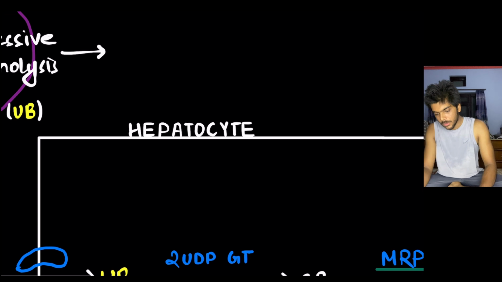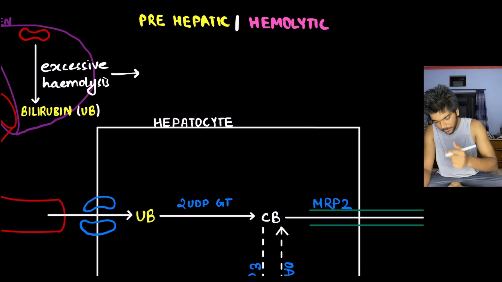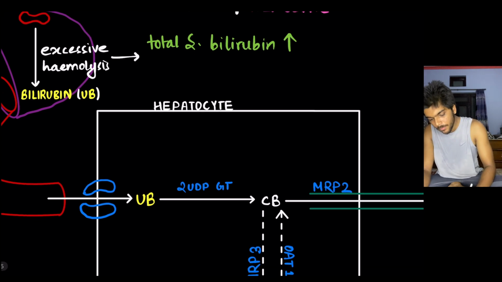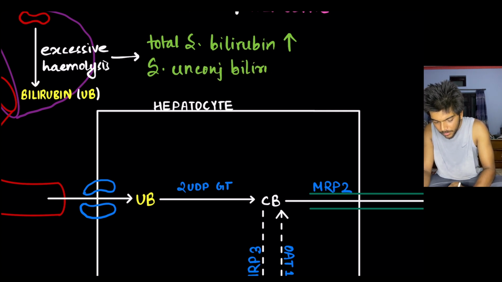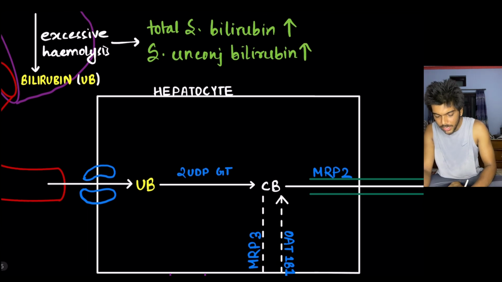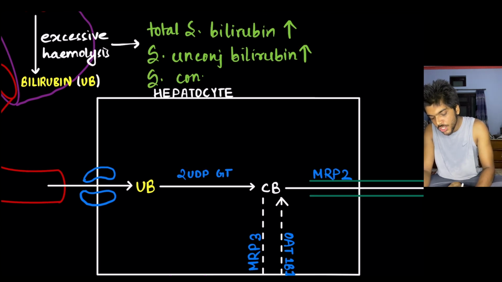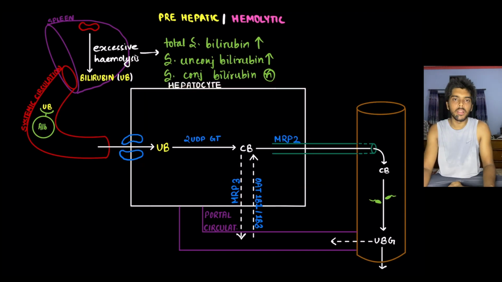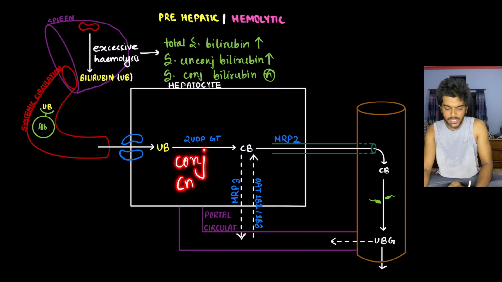Okay. So first, bilirubin level. Total serum bilirubin: there is a rise in total serum bilirubin. Serum unconjugated bilirubin: there is a rise in serum unconjugated bilirubin. Serum conjugated bilirubin remains normal. Why? Because there is no problem with the cell, the hepatocyte. So conjugation taking place is normal.